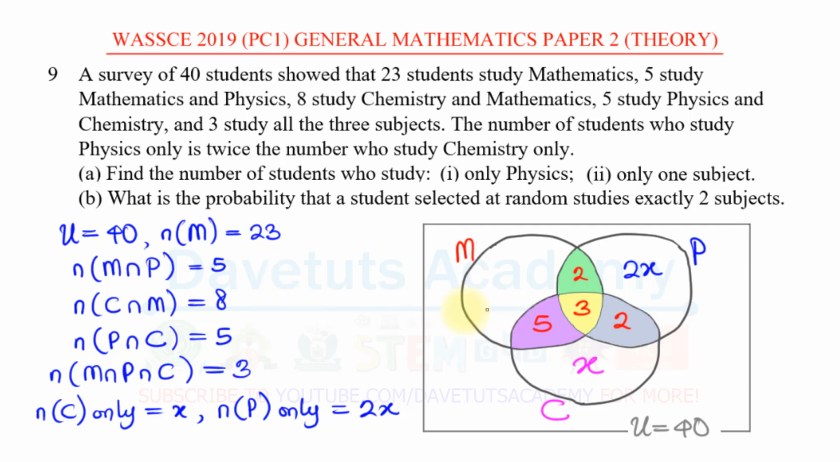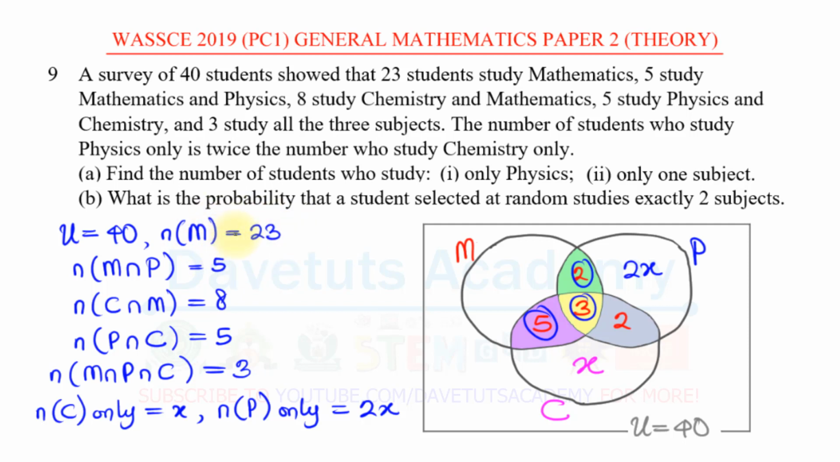Now look at this. For mathematics, already we have 5 in mathematics. We have 3 in mathematics. We have 2 in mathematics, because the whole of this region is mathematics. So if you have taken out 5, 3, and 2 out of the mathematics, 5 plus 3, that is 8. 8 plus 2, that is 10. But we are told that the whole of mathematics is 23. So what is going to be the remainder?